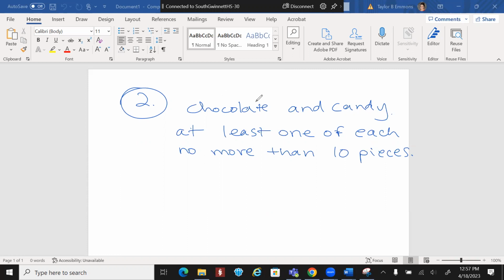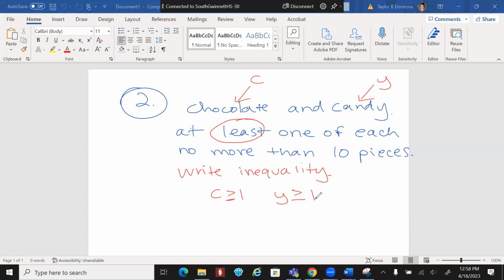So the first thing that we want to do is assign variables. So chocolate is going to be C and candy is going to be Y. Now, how would I write the inequality for this scenario? Okay, so at least one is going to be C is greater than or equal to 1, and Y is greater than or equal to 1. Okay, and then what about the no more than 10 pieces? You add them together, and then less than or equal to 10.